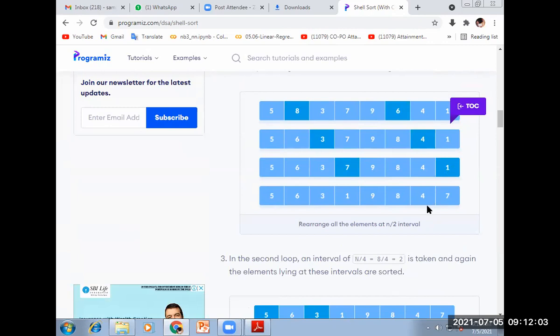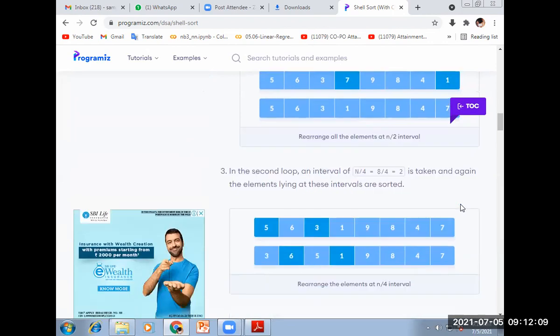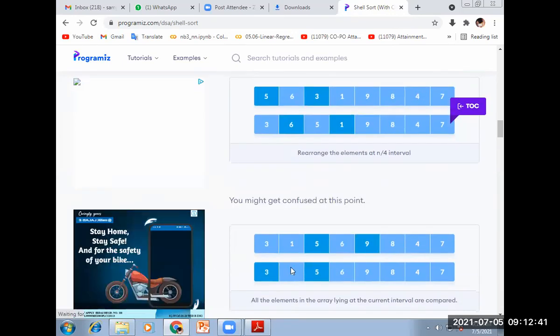Again, the gap is divided by 2. After comparison, again the gap is divided by 2. Same procedure here. Previously we did n by 2, now we do n by 4. So the next element is compared with a of 0, and if they are not in order, they are swapped. Otherwise they stay as they are.